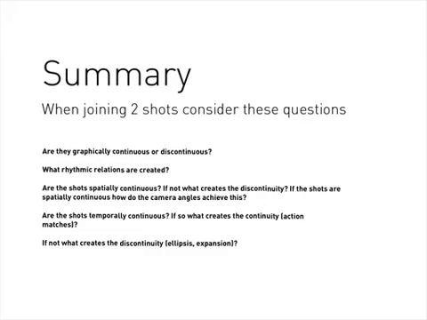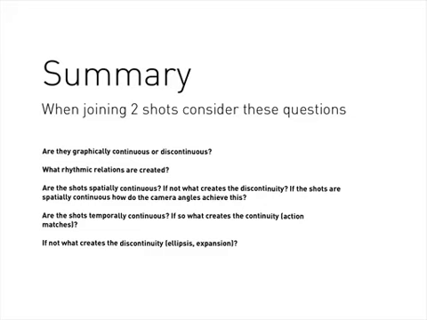Are the shots spatially continuous? If not, what creates the discontinuity? If the shots are spatially continuous, how do the camera angles perceive this? So we saw that in Dead Men Don't Wear Plaid. It just cuts from one face to the other face, from one face to the other face. And that's still from Paris, Texas. It happened because of the background elements. Are the shots temporally continuous? If so, what creates the continuity?